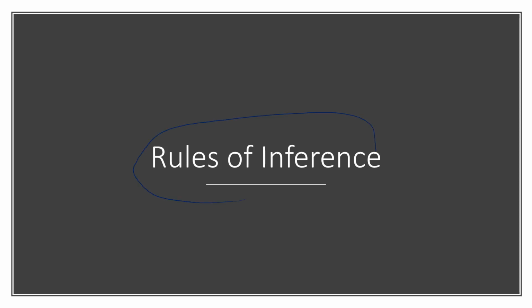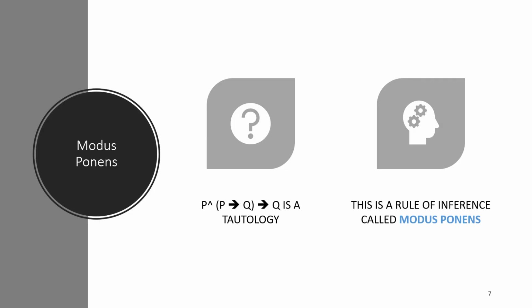Let's talk about the rules of inference. Now this one says P and P implies Q is a tautology. Not we think, we know it to be true. So if you know that P is true, and if P implies Q, then Q must be true. So the entire thing implies that. We call this modus ponens.